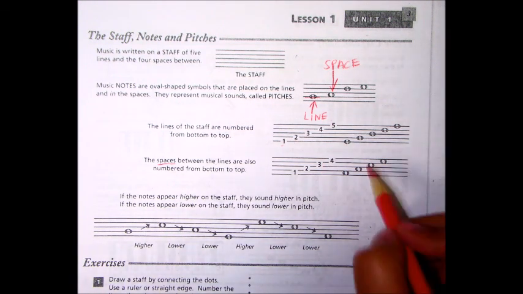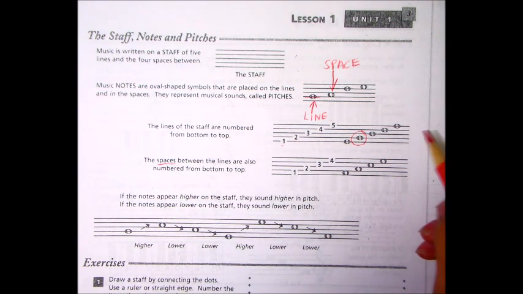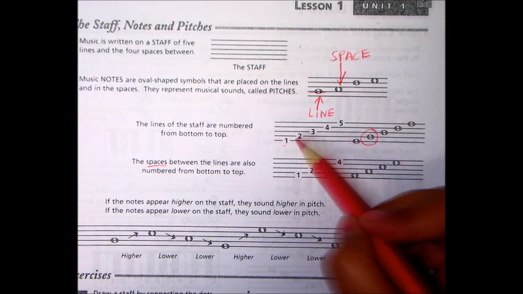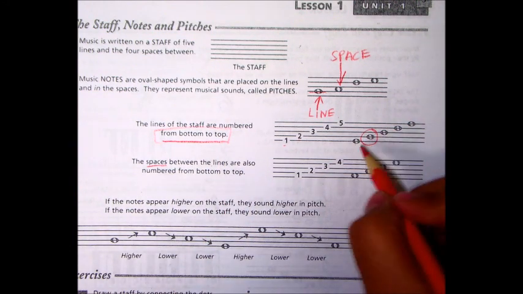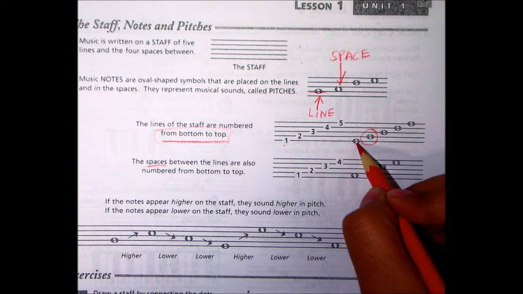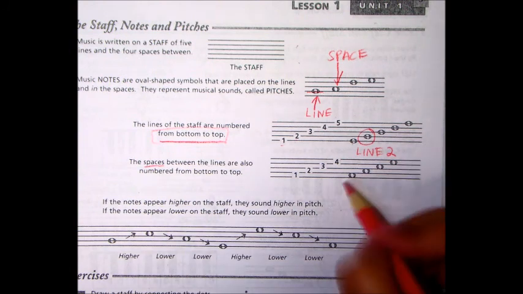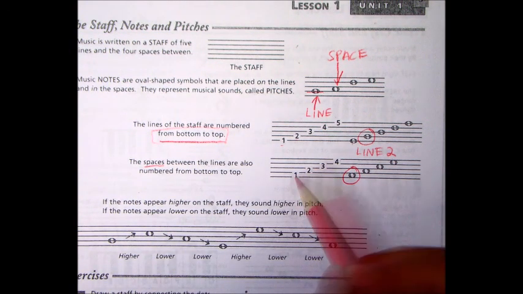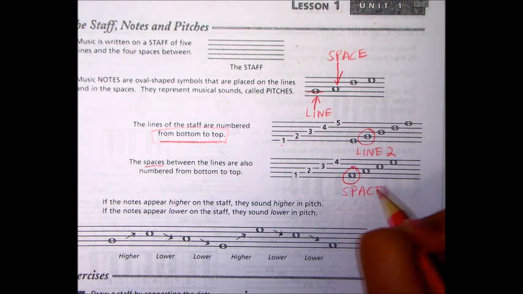Okay, so if I was to look at this note, let's say somebody asked me what line is that on, I would start counting from the bottom, which is basically what they're saying here. Count from the bottom to the top. So this is the first line, this is number 1, and then this is line number 2, so that is on line 2. Okay, and then you do the same thing for the spaces. What if I wanted to know what that one is? Start from the bottom of the staff. This is space number 1. Oh, there it is, so space 1.